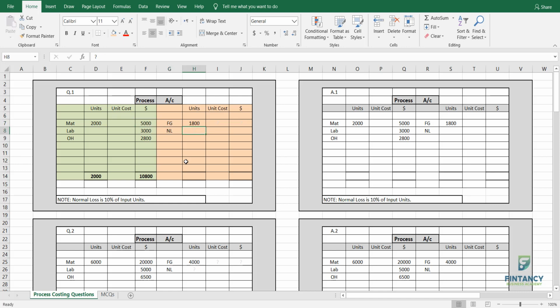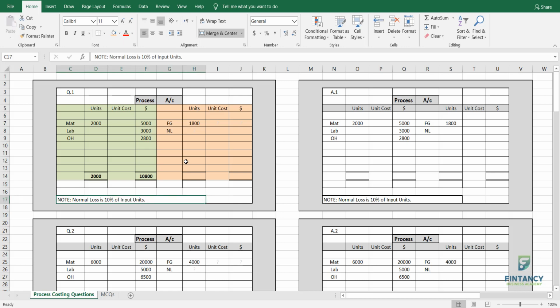Now we need to know how much is normal loss. So examiner will tell you how much is the normal loss. This is calculated by engineers. They will tell, as per past experience, as per industry standards, how much is the normal loss.